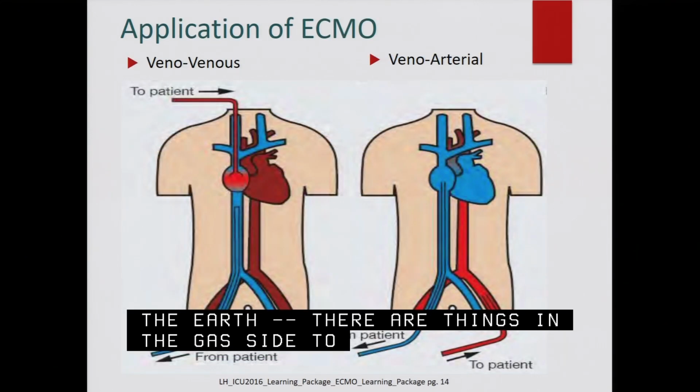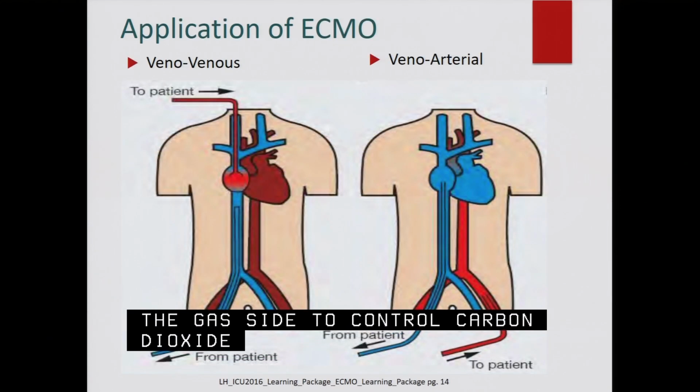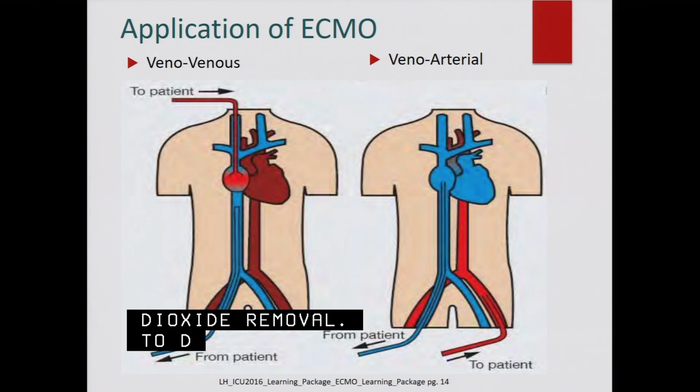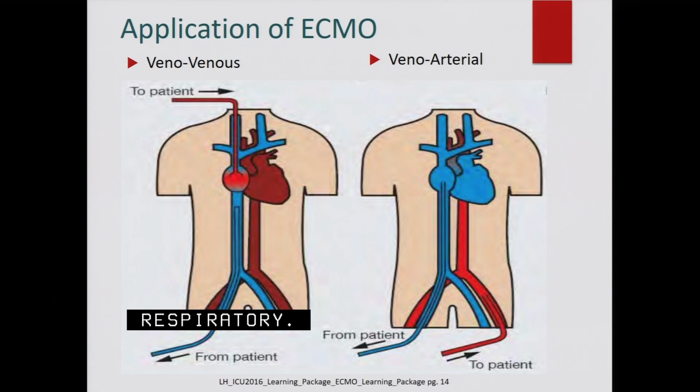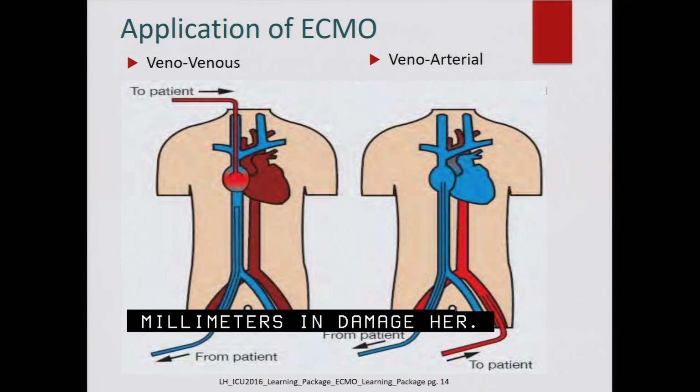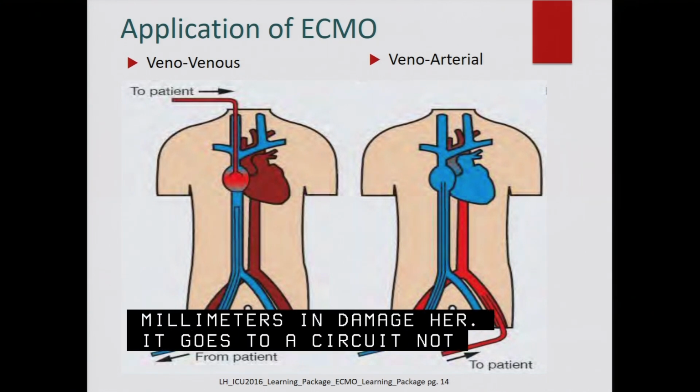So again, to distinguish the two, veno-venous ECMO, used primarily for respiratory support, is shown on your right. One large bore tube, typically 18 to 25 French cannula, so several millimeters in diameter, withdraws blood from the patient. It goes to a circuit not shown, receives oxygen, and comes back to the right side. Again, this is to support failing lungs.